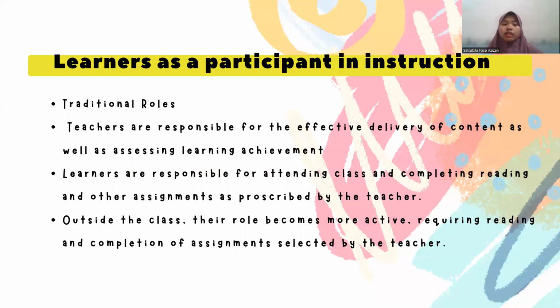The last material is learner as participant in instruction. The first aspect is traditional roles. The first is teachers are responsible for the effective delivery of content as well as assessing learning achievement. Second, learners are responsible for attending class and completing reading and other assessments as prescribed by the teacher. And the last is, outside the class, their role becomes more active, requiring reading and completion of assessments selected by the teacher.